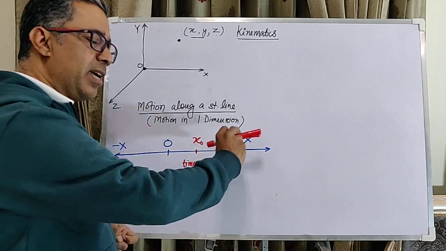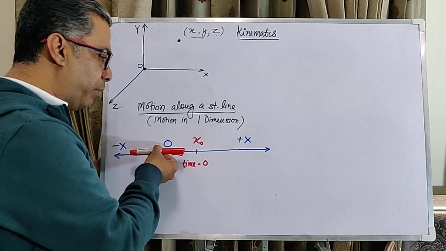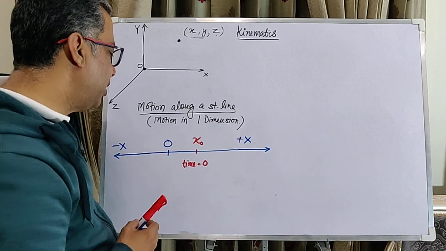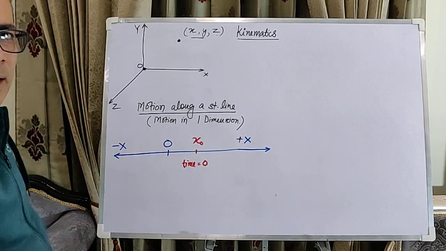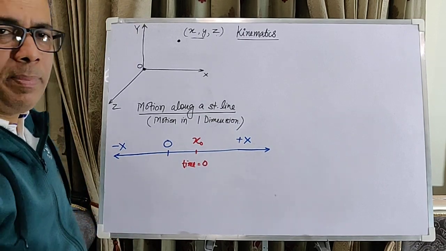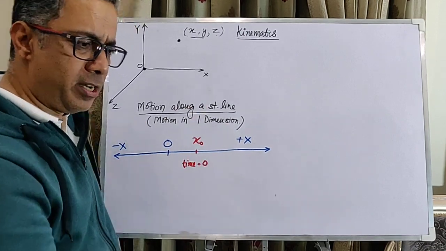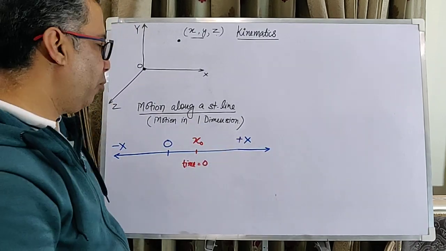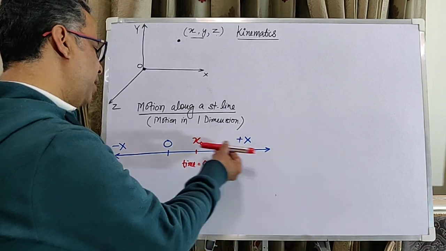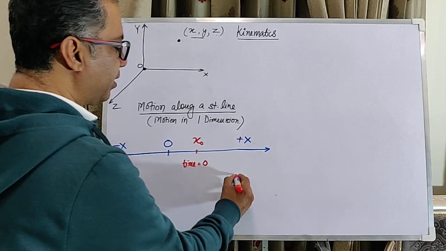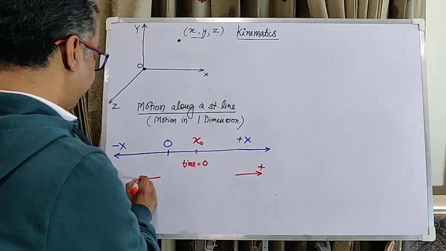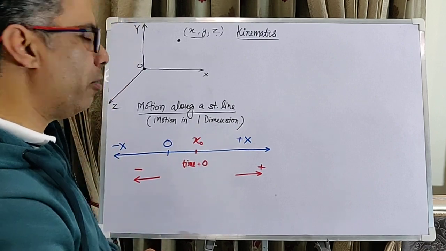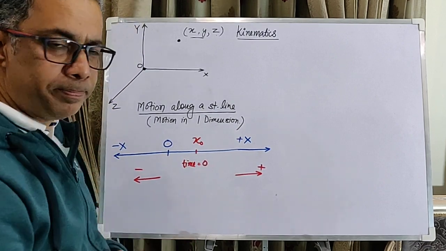All vectors that are used to describe motion, if they are in the positive direction of x-axis, we will describe them as positive. All vectors which are in negative direction of x-axis will be represented as negative quantities. So vectors in positive direction of x-axis will be taken as positive. Vectors in negative direction of x-axis will be taken as negative. And that's the sign convention that we will be following in our study of straight line motion.